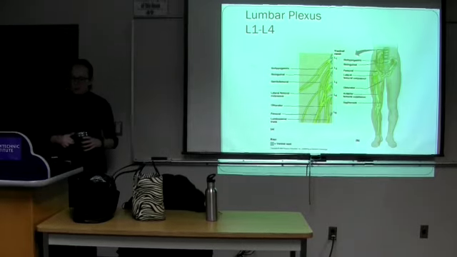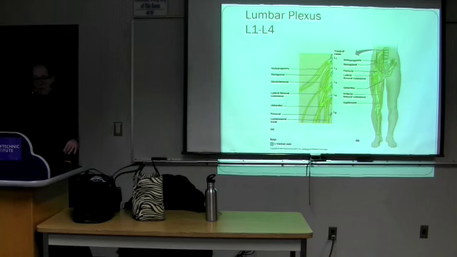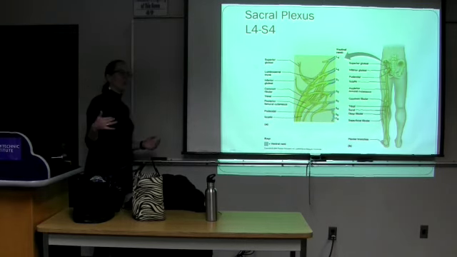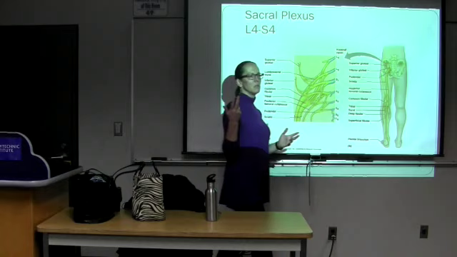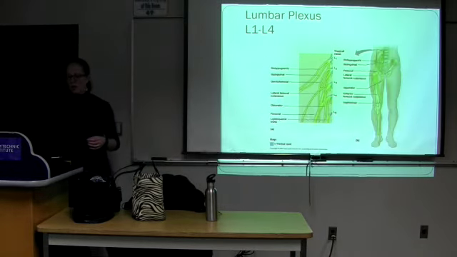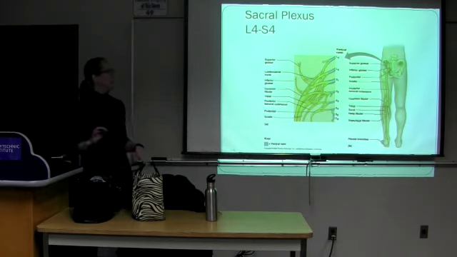Now, lumbar plexus is L1 through L4. Sacral plexus is then, L5 really, but L4 to S4. I'm telling you, clinically, they roll them together. Okay? So you're not going to see somebody talk about just a lumbar plexus and then a sacral plexus. They'll be talking about lumbosacral plexus. Okay?